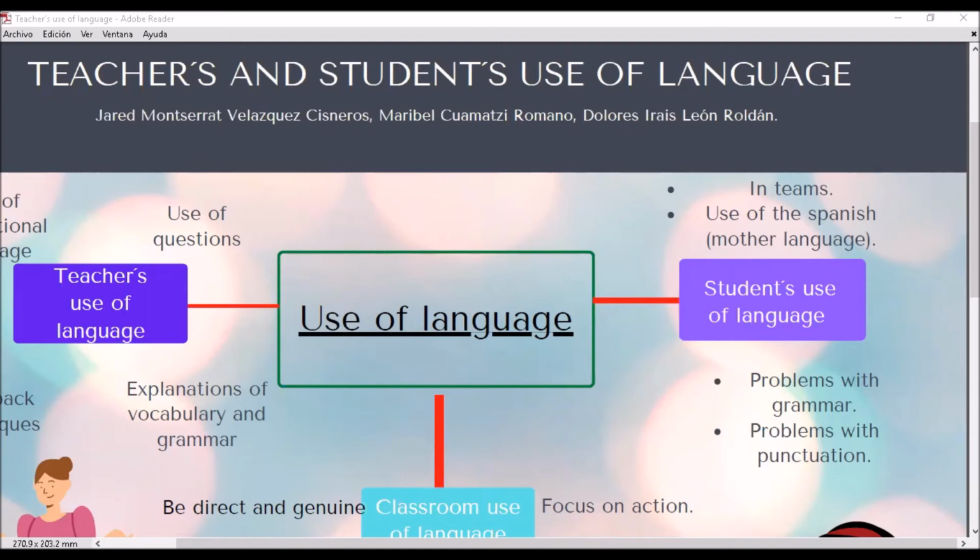But on the other hand, the student's use of language is how the student takes in information or asks questions. In this part, we realize if they have problems with punctuation, grammar, vocabulary, or anything else. But the most important thing is that we can realize how the students feel about this new knowledge and whether they understand or not. And that's all about my part.